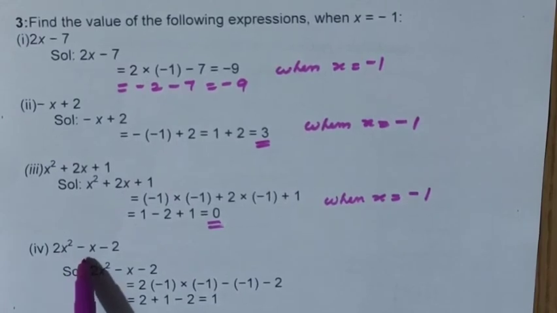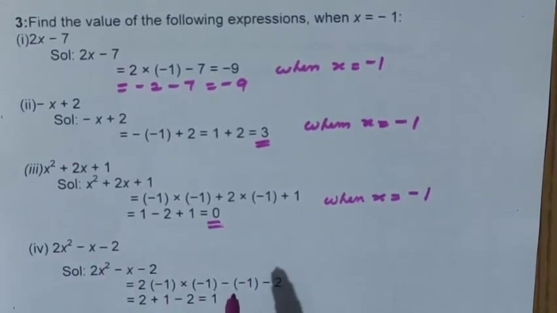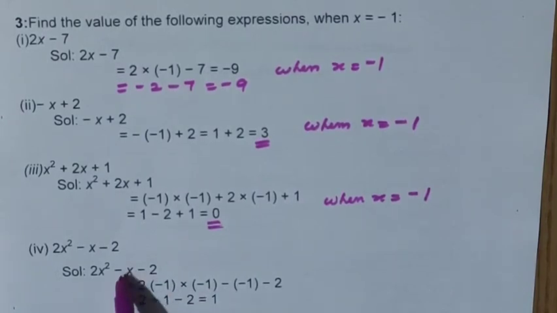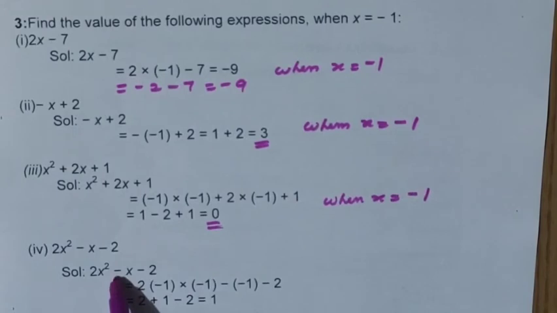2x square minus x minus 2. Again, what is the value we are going to replace now? X equal to minus 1. So 2 into minus 1 square, that is 2 into minus 1 into minus 1, minus of minus 1. See, here also already 1 minus is there. X is also having minus 1. We replaced x as minus 1. Again minus 2. So what is the value?